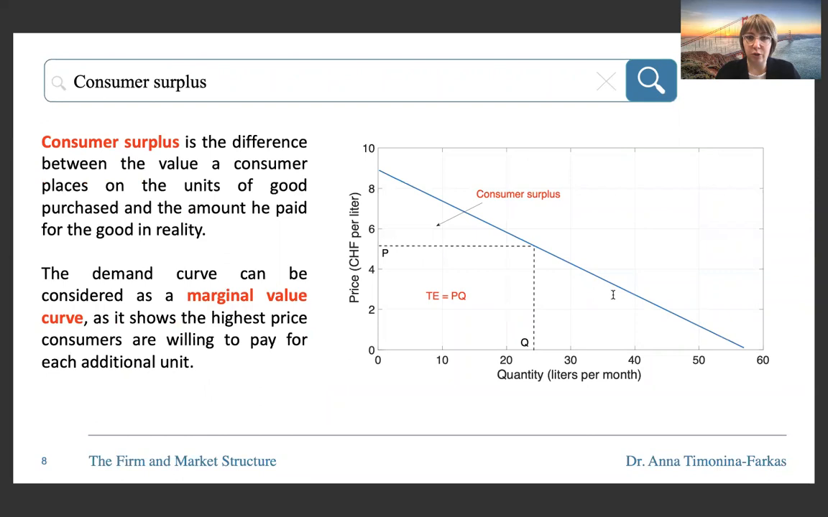Another important concept used in perfect competition is consumer surplus. Indeed, consider the quantity which consumers purchased, the quantity Q. Obviously, they paid price P for this quantity. However, there is an area which is beyond the rectangle shown by total expenditures. This area is consumer surplus, which is the difference between how much they were ready to pay and how much they paid in reality. It also tells us that the demand curve is a marginal value curve, which shows the highest price consumers are willing to pay for each additional unit.